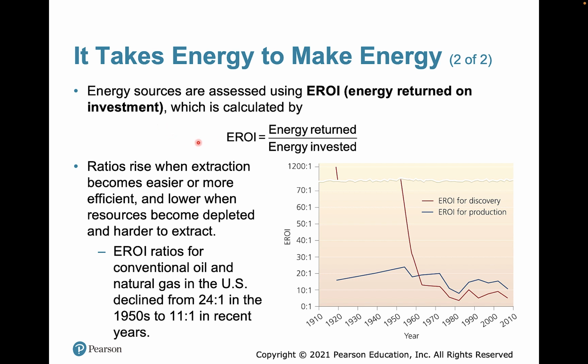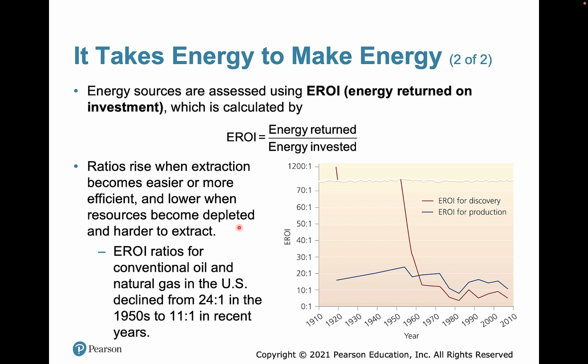So you can do a ratio, rather than net energy. You can do the math to figure out your EROI, your energy returned on investment. You take the amount of energy that's returned divided by the energy invested, and you get a ratio, right? This is important. The EROI goes up, the ratio goes up, when the extraction is easier or more efficient. You've developed more technology, the resources are easier to get to, whatever. So the ratio is going to go up. You're going to get more energy for your investment when these things happen. It's going to drop. The EROI is going to drop when the resources become depleted.